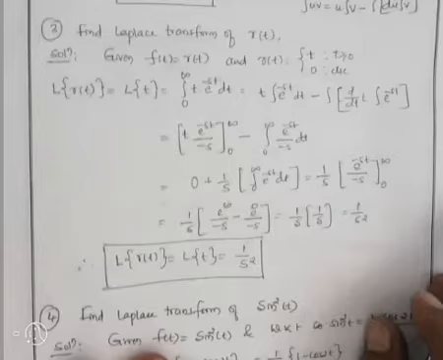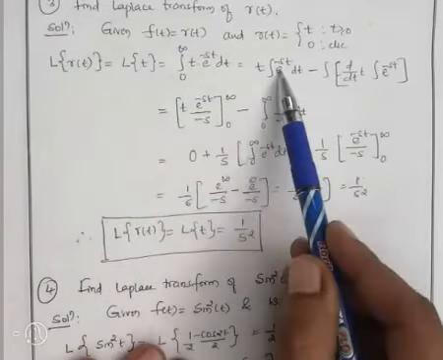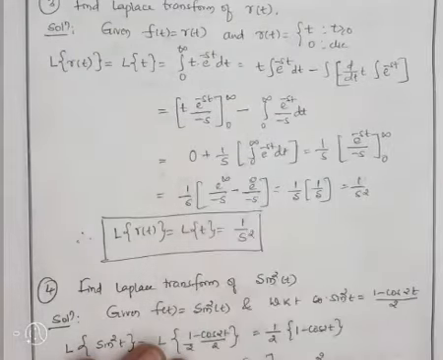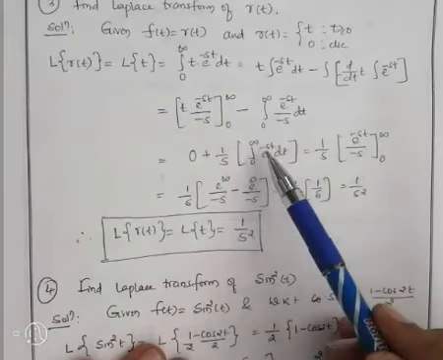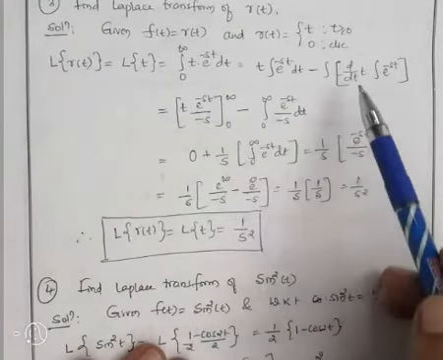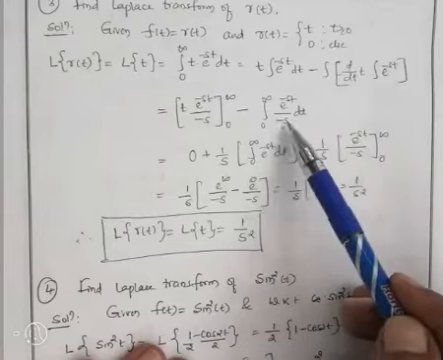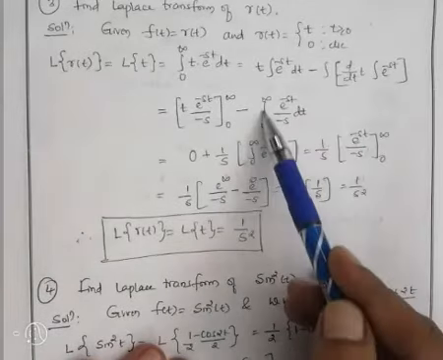Next, do the simplification. First one, t as it is, integration of e to the power minus st, that is e to the power minus st divided by minus s. Limits are infinity and 0. Next, minus as it is. Differentiation of t, that is 1. Integration of e to the power minus st, that is e to the power minus st divided by minus s dt. Outside the bracket, one more integration is there, integration over the limits 0 to infinity.